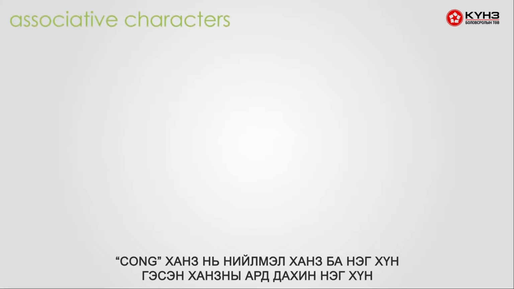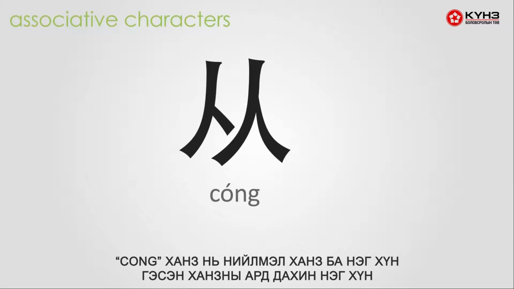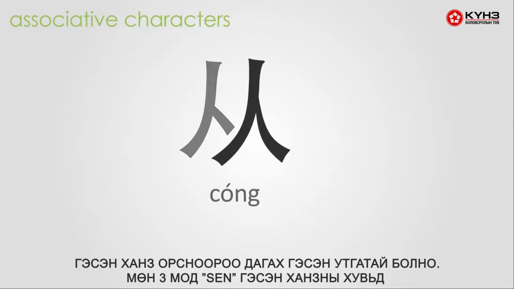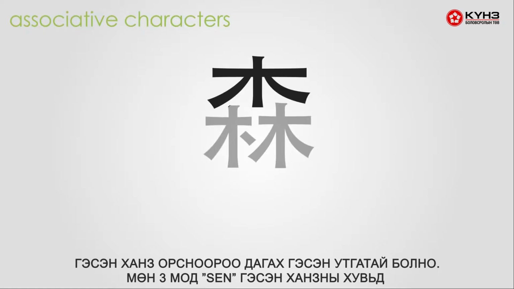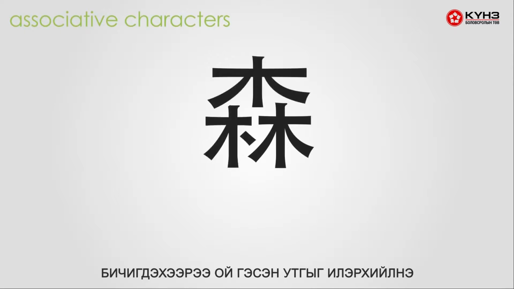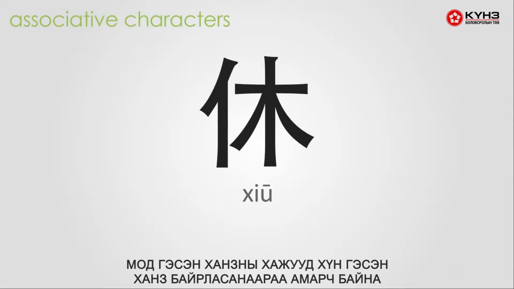For example, the character 从 is created by combining one person character behind another person character to convey the meaning to follow. 3 trees here are combined in the character for 森 to mean a forest. Here, the person character is placed next to a tree to convey the idea of resting.